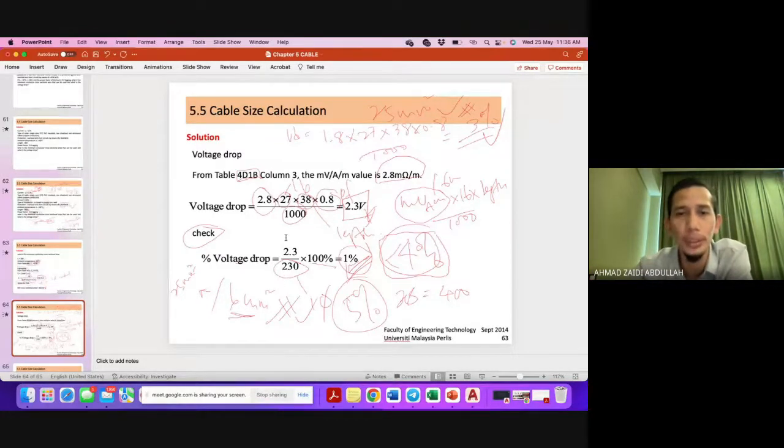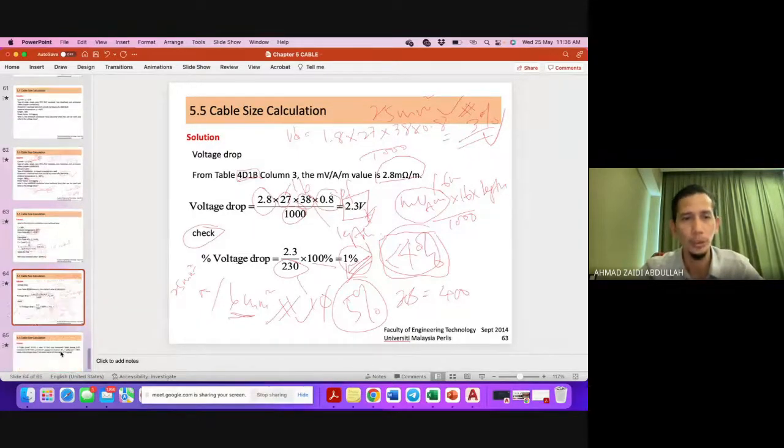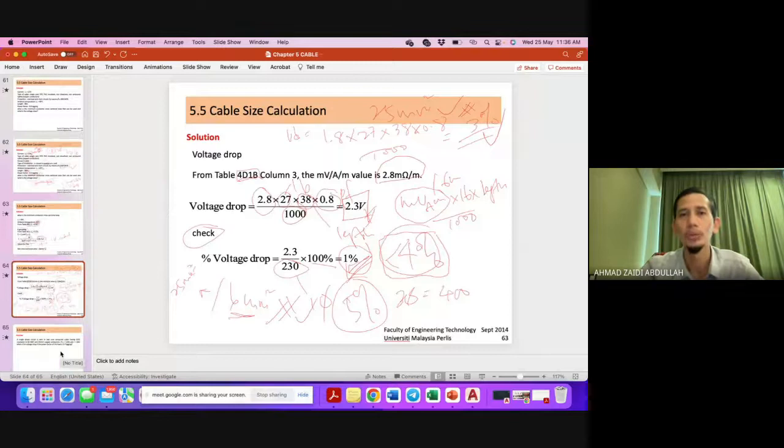So divide by the nominal supply. For single phase it is 230, and for 3 phase you divide by 400. So you calculate, and you get only 1%. So 1% is below 4%, meaning that this 16 mm size is acceptable to be used for your project. So that completes how to determine the size of cable for your project.